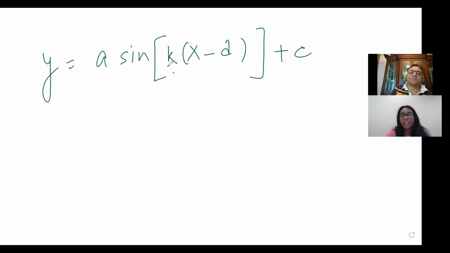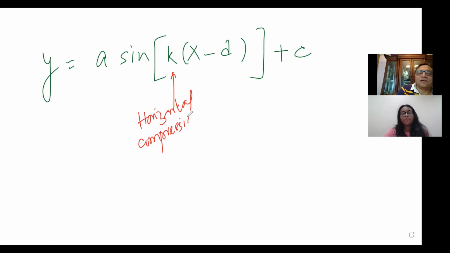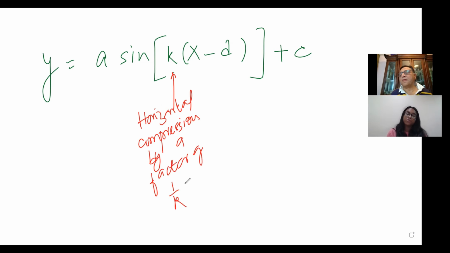So K is how much it's compressed or stretched, and you can find it by doing 2 pi divided by the value of K. Horizontal compression by a factor of 1 over k. Very important. By a factor of 1 over k.